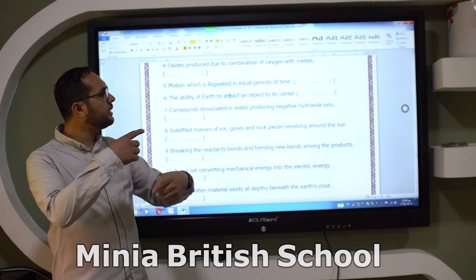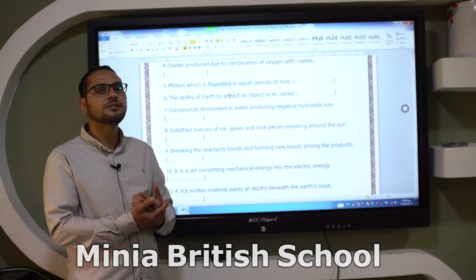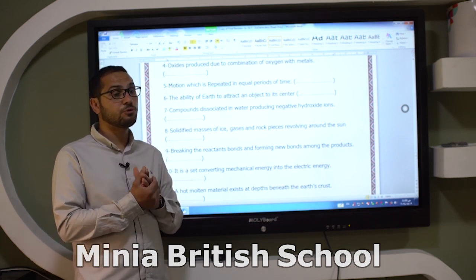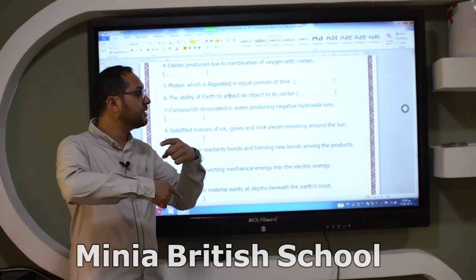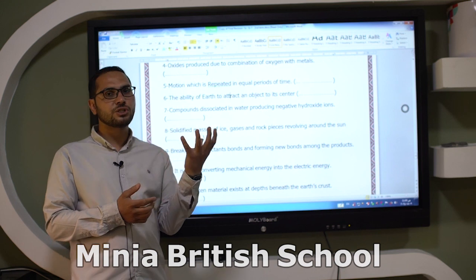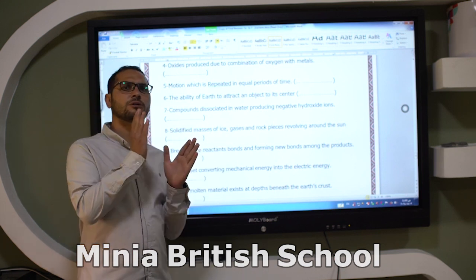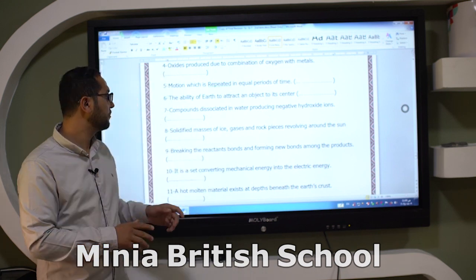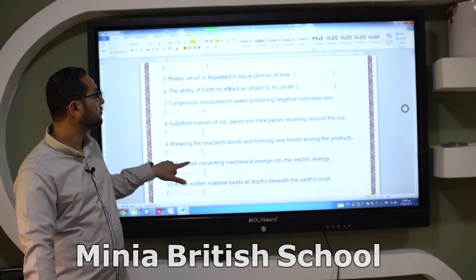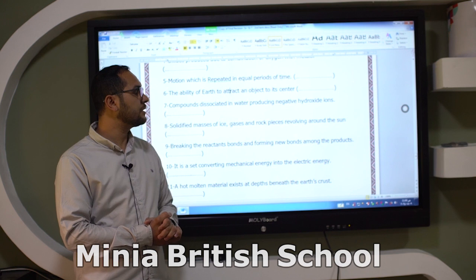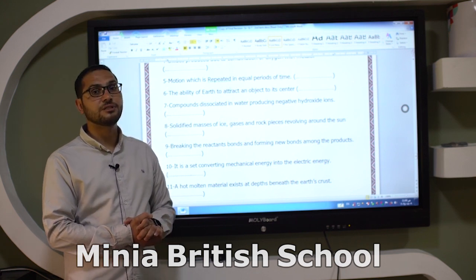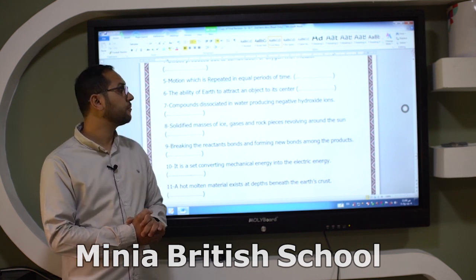Motion which is repeated in equal periods of time, this is called periodic motion. The kind of periodic motion is repeated regularly, while the transitional motion, they have 2 points: starting point and the ending point. The ability of the earth to attract an object to its center, this is the definition of weight.